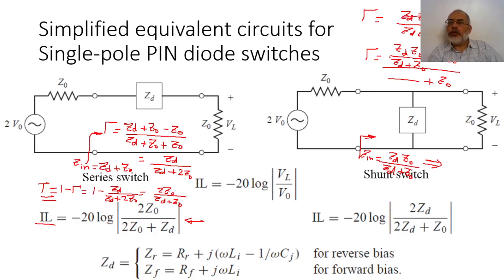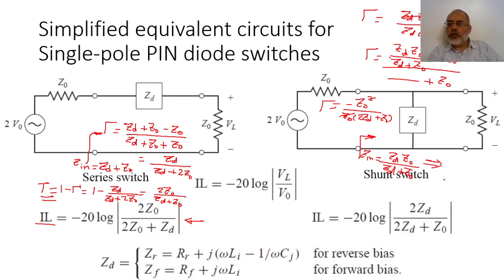This will be eliminated with this. It would be minus Z naught squared over 2ZD Z naught plus Z naught squared. So gamma would be minus Z naught squared over Z naught multiplied by 2ZD plus Z naught. So we can eliminate this with this, and we have minus Z naught over 2ZD plus Z naught.